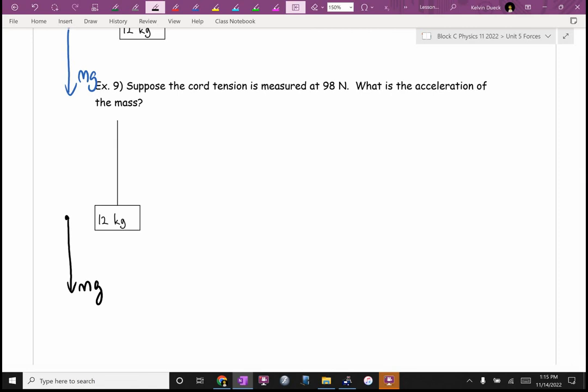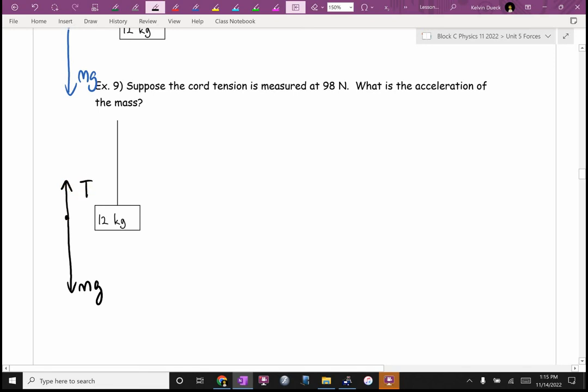Wait. Get your calculators out, everybody. How big is tension as a number exactly? 98 newtons. Can you calculate mg? Can you, on your calculator, without writing anything down, just go 12 times 9.8? 117 point, oh, which one is bigger, gravity or tension? Which one is winning, gravity or tension? Which way is it accelerating, up or down? Which way am I going to draw a longer arrow, up or down? So draw tension smaller.